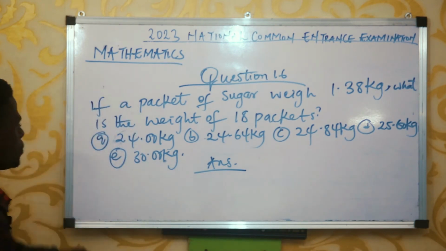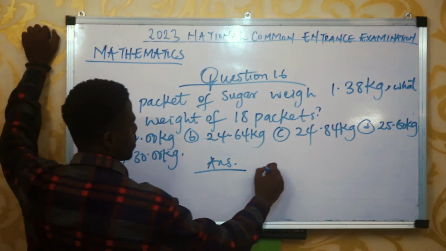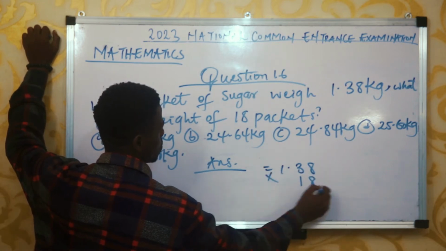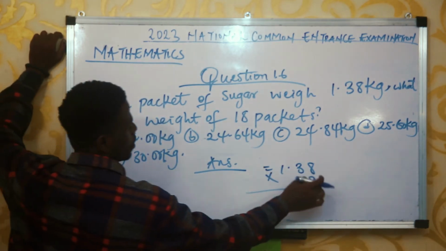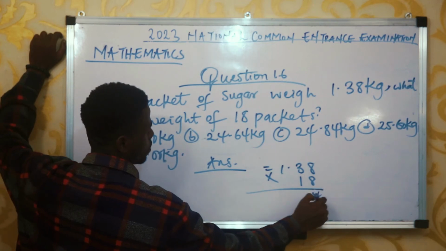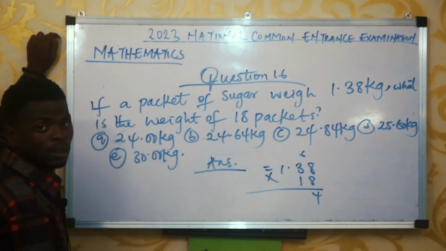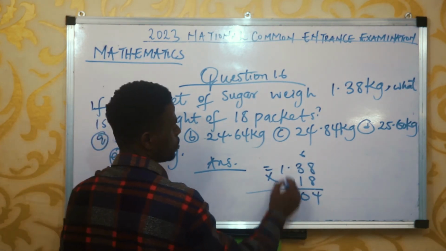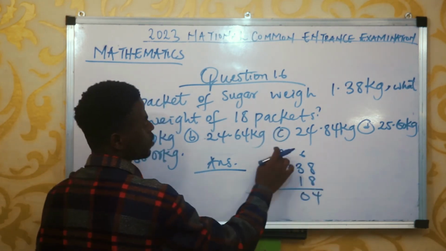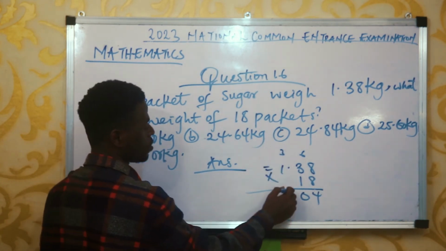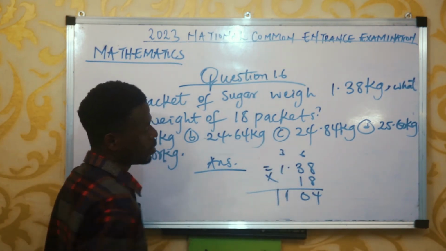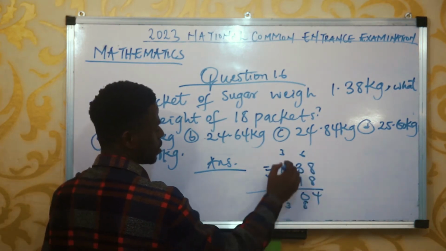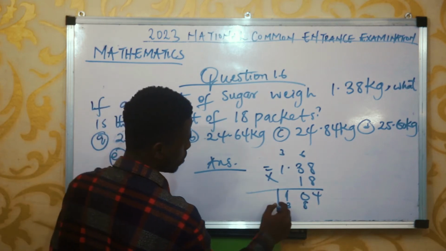So 1.38 times 18. 8 times 8 gives us 64. We write 4 here, take our 6 up. 8 times 3 is 24, plus 6 is 30. Put your 3 up here. Then 8 times 1 is 8, plus 3 is 11. So we come here. 1 times 8 is 8. 1 times 3 is 3. Then 1 times 1 is 1.